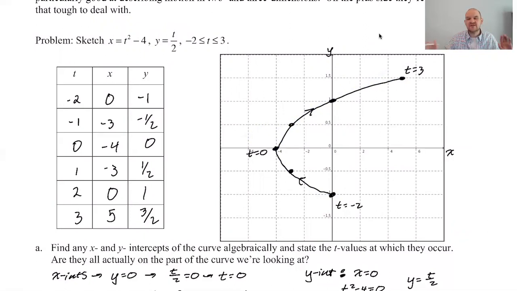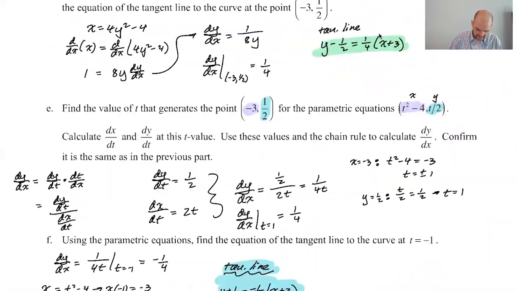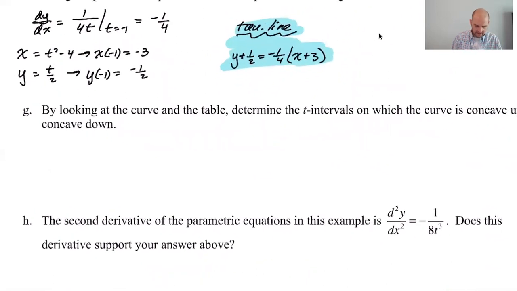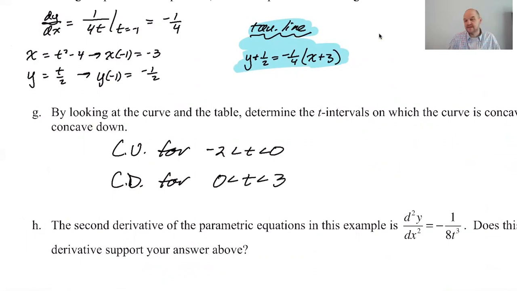There is no such thing as concave left, concave right. This maybe feels like it should be concave to the right, perhaps. If that was a thing, that would probably be the answer, but it's not a thing, right? So we think that it's concave up for -2 to 0, and then concave down for 0 to 3. That's what it looks like.